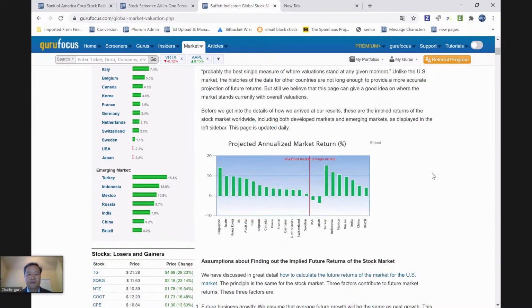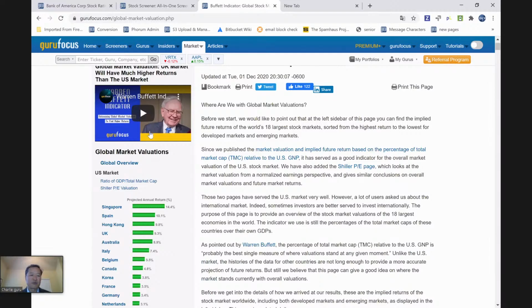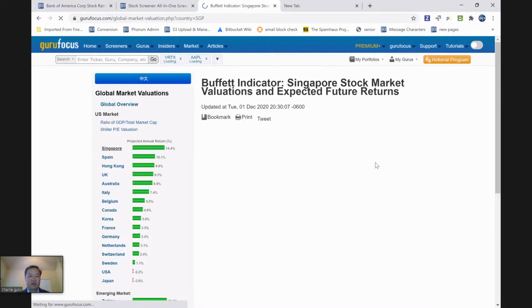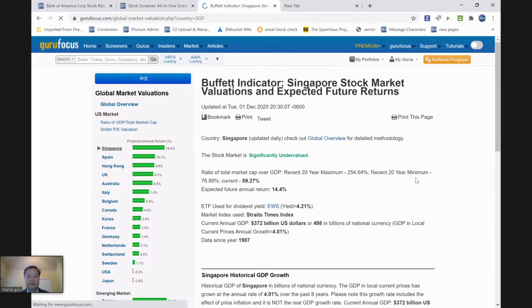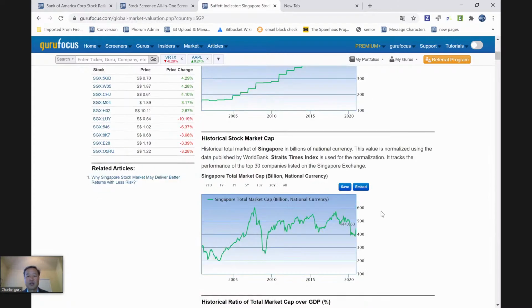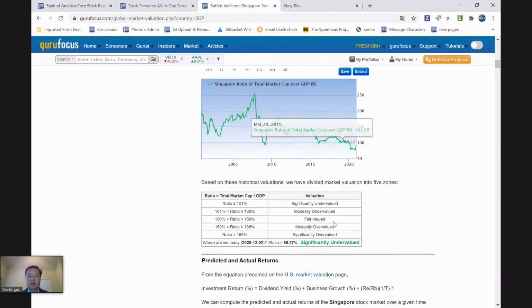You can check this page if you want to know the details of how it's done. Click on any of these countries and we have the Buffett indicator value for that country. For instance, for Singapore, the ratio is really low, almost the lowest point in the last 20 years. So that's why the market will return higher.